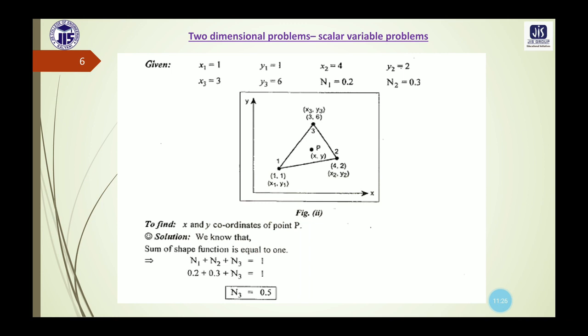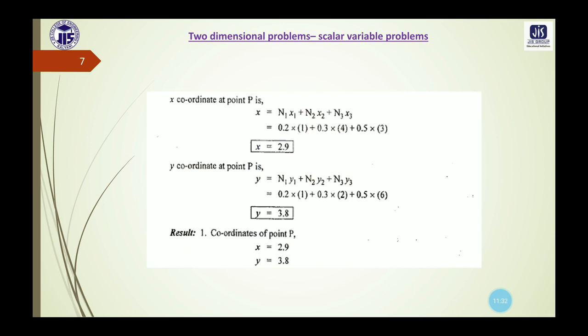So here you can see that x1 is 1, x2 is 4, and x3 is 3. So we can put all the values of n1, n2, n3, and x1, x2, and x3 in this equation of x, and after calculation we will get the value of x is 2.9. So that means the x coordinate of the point P is coming as 2.9.